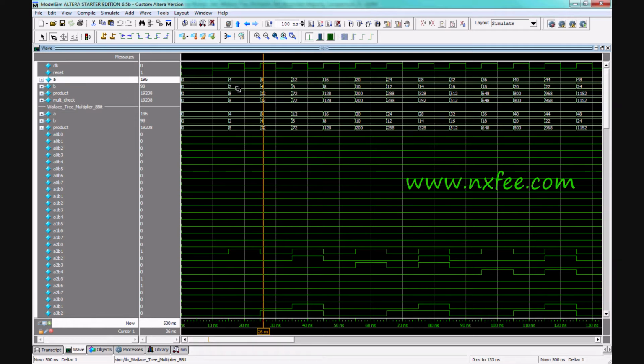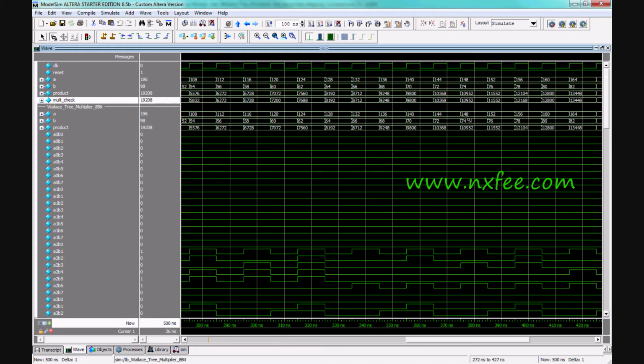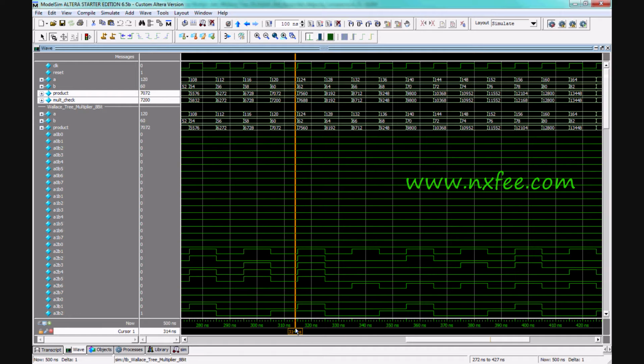4 times 2 equals 8. 8 times 4 means 32. So we added the multiplication check for verification purposes, so you can check whether the data is correct or not. Both the multiplication check data and the product output will be the same. You can use your calculator and check manually whether the values are correct or not.